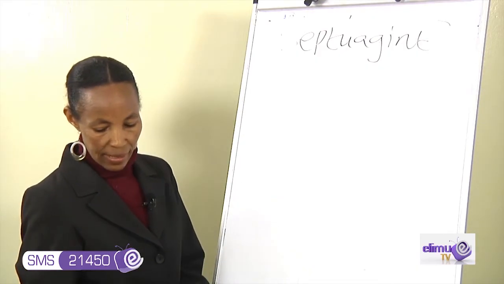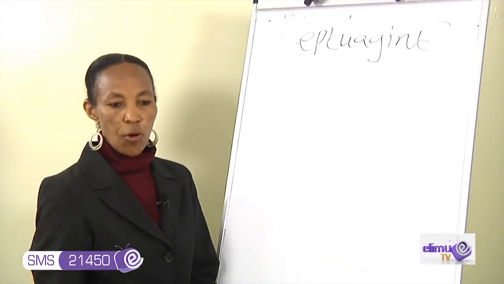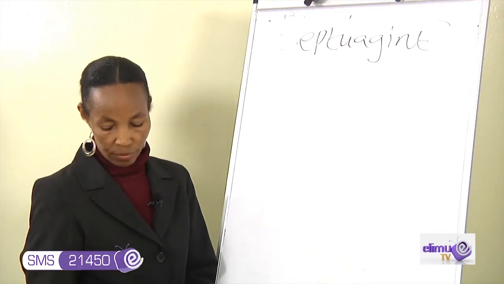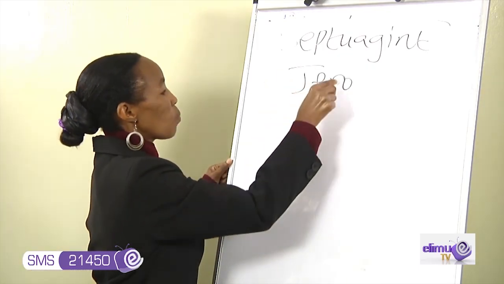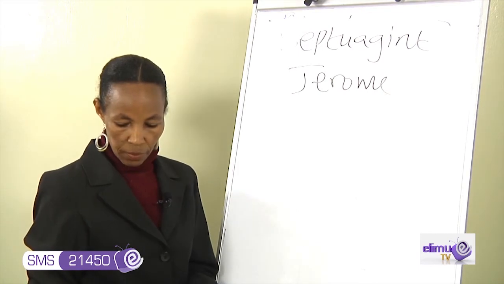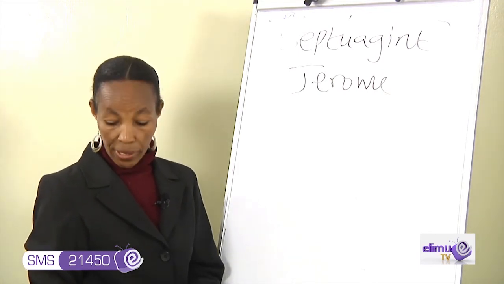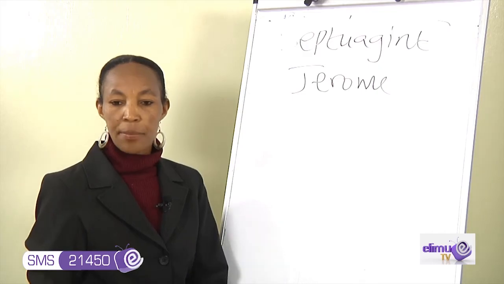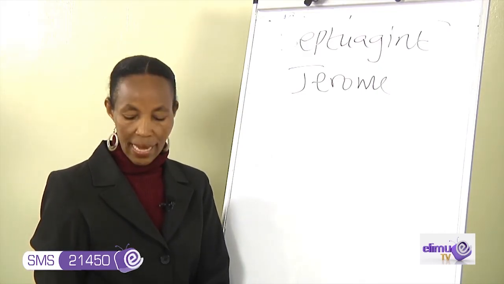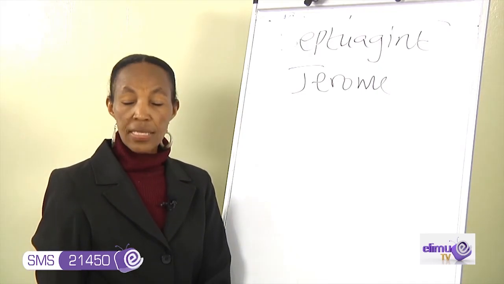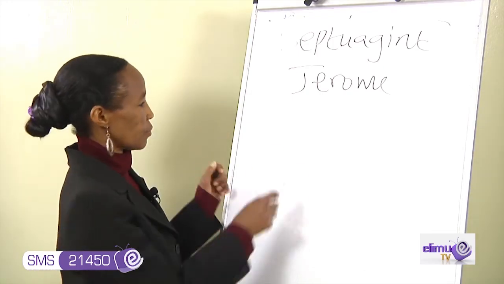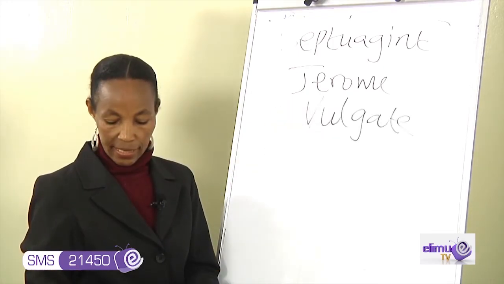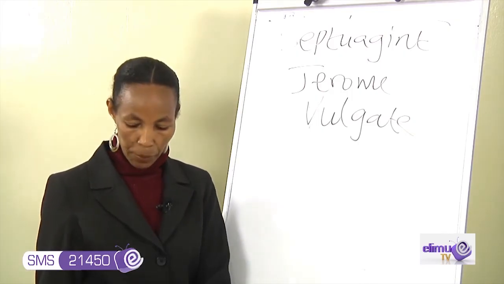Now, between 386 and 420 AD, a gentleman by the name Jerome, a great Christian scholar, translated the entire Bible into the Latin language. Now, this Latin translation of the Bible from the Greek language is called the Vulgate. Vulgate is the Latin translation of the Bible.